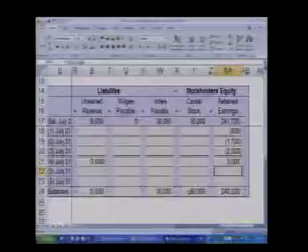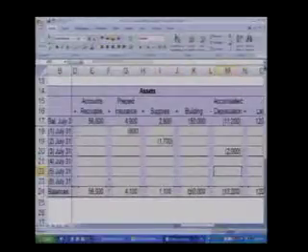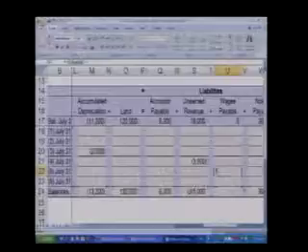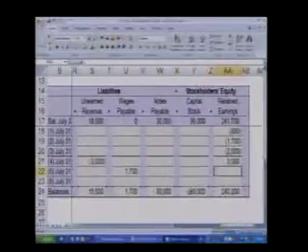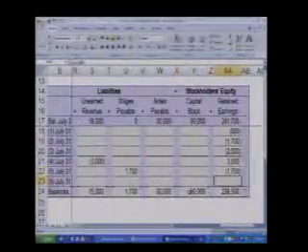Wages owed to employees but not paid, 1,700. I owe money, that's a liability, so that's going up, 1,700. What's the other side to that transaction? Retained earnings, right. An expense has the effect of reducing retained earnings.